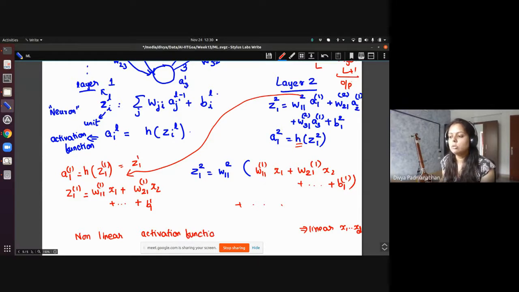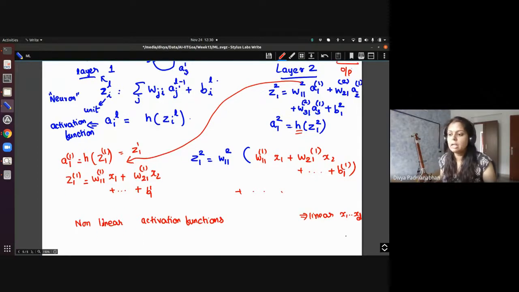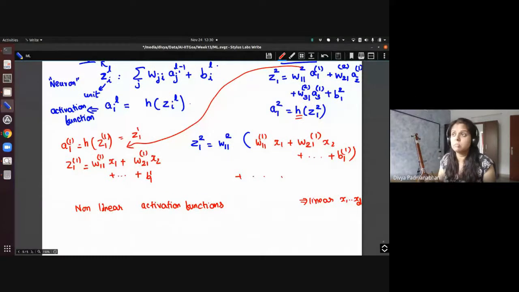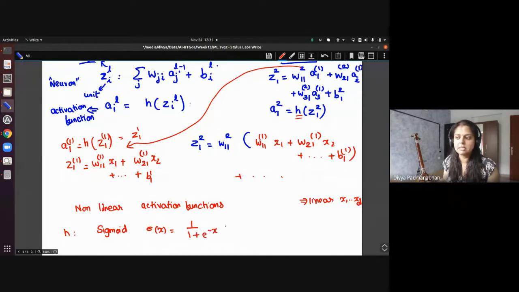Now there are many possibilities here. Nothing prevents you from using any function. You could use anything in principle. Some of the most popular applications make use of the sigmoid function here. So an example of H is the sigmoid function, which we just wrote as 1 by 1 plus e power minus x.